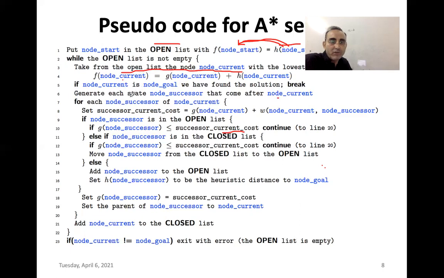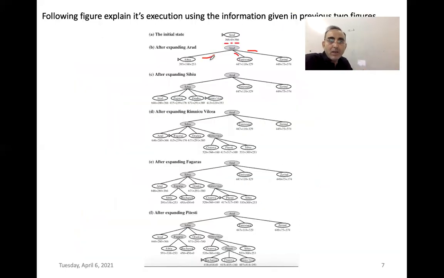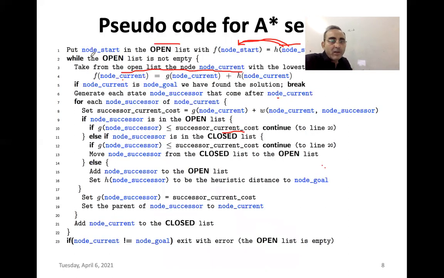So now you have generated those three successors, and then you have a loop which is operating on these successors. You have to take these successors one by one and execute this loop. I am taking Sibiu first; you can take any, but I am taking it to align with this algorithm for your easy understanding. So my node successor is now Sibiu.